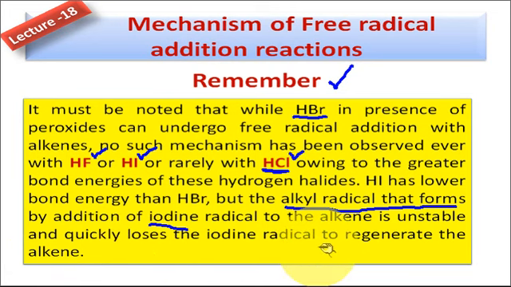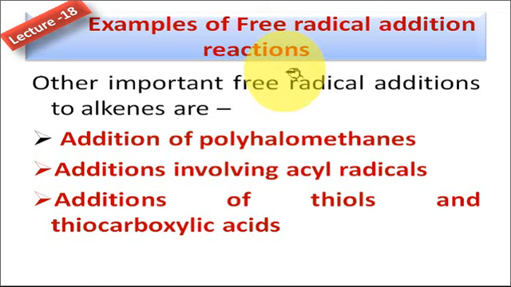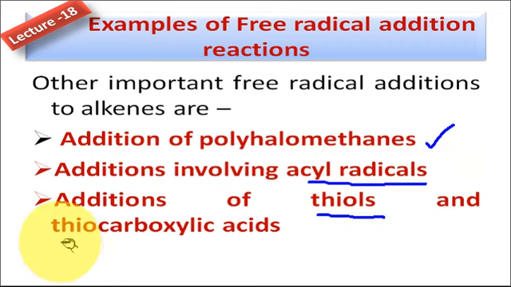quickly loses the iodine radical to regenerate the alkene. That's why only HBr gives the anti-Markovnikov addition, or HBr shows the peroxide effect or the Kharash effect. HF, HI and HCl do not show this type of addition reaction. Some other examples of this free radical addition reaction are addition of polyhalomethanes to alkene, addition involving acyl halides to alkene, and addition of thiols and thiocarboxylic acid to the alkene in the presence of peroxide.